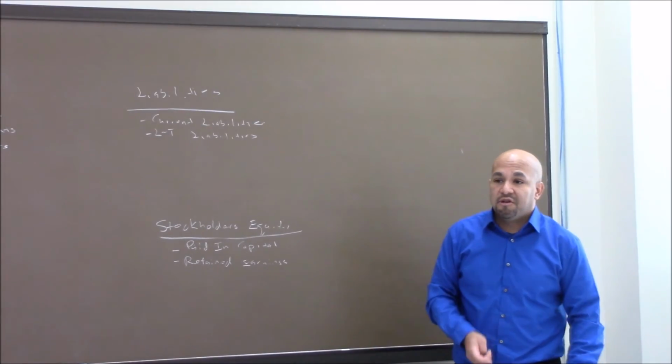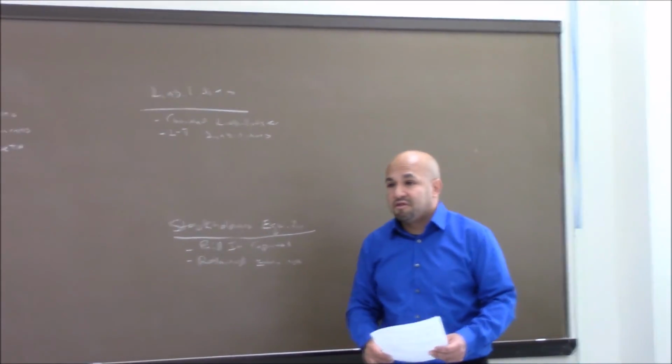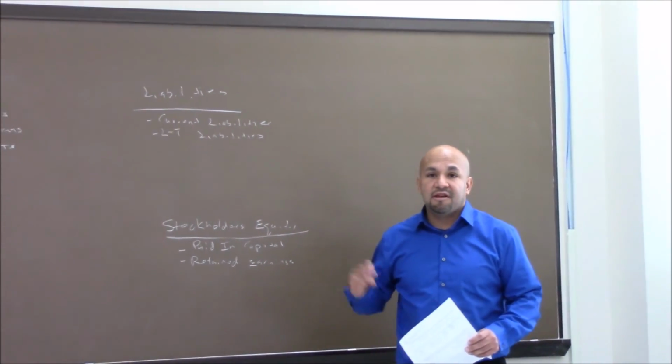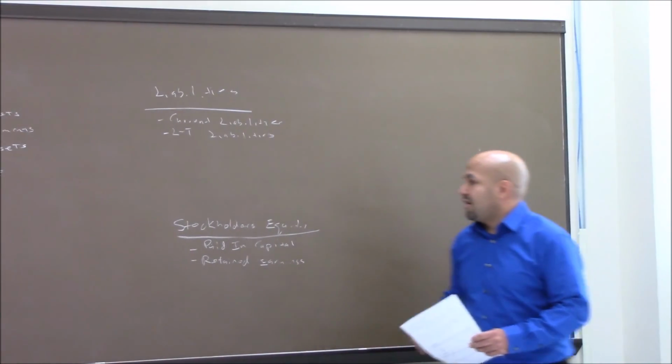Retained earnings, that's earnings that have been retained from the owners. Retained earnings comes from the income statement. And then you subtract any dividends.